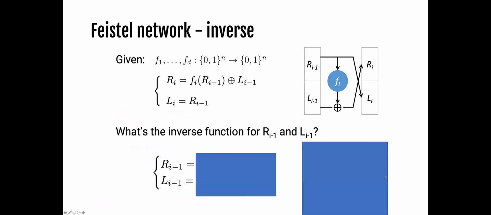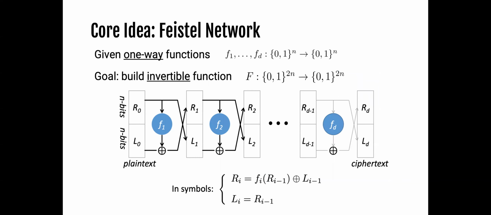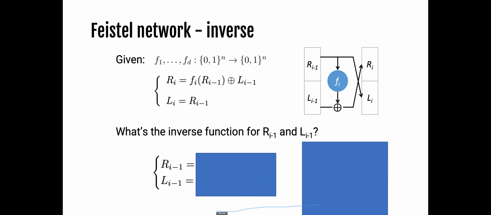Now let's continue. The question for you is, suppose that we already have this network, and given this one-way function, we define Ri and Li as follows. Ri is equal to Fi of R i minus 1 XOR L i minus 1. This is the same as what we showed here. I just copy-pasted this again. So now, how can you construct an inverse function for R i minus 1 and L i minus 1, so that it will be able to deduce from the equation like this?